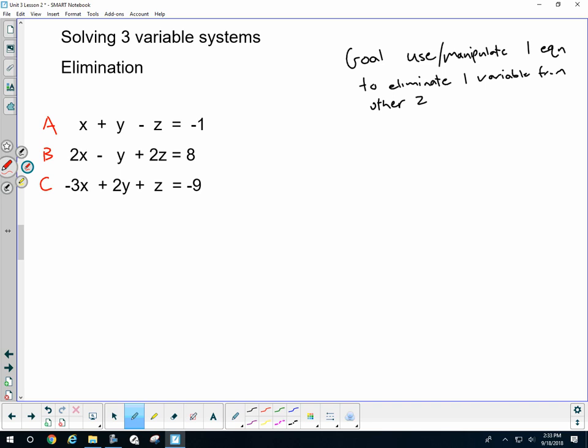Now, it's really up to me which variable I choose to eliminate first, because I have an X and a Y and a Z. Let's just say we like working with X's and Y's. You don't have to. If you like working with Y's and Z's, you can do that. But let's just say I want to eliminate Z. Well, I have a negative Z. If I want to eliminate Z from equation B, what do I have to do to A?